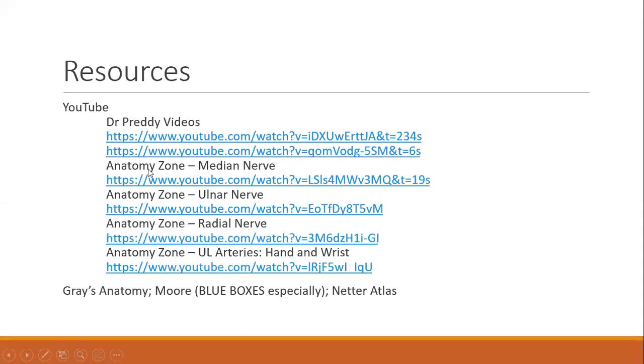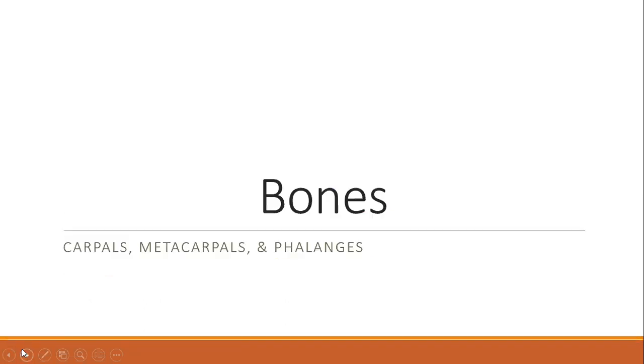Anatomy Zone is another good resource if you are a person who studies videos. They've got so many videos on YouTube, but these are some of the ones that were helpful to me, going through the nerves as well as the arteries of the hand and wrist. And as always, Gray's, Moore, and Netter Atlas are super helpful.